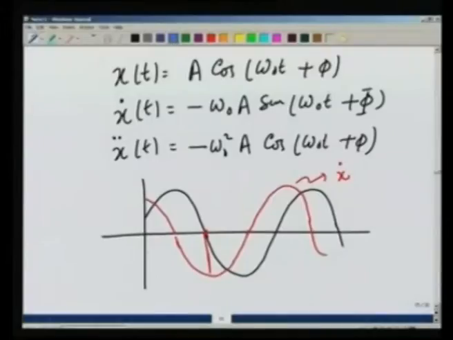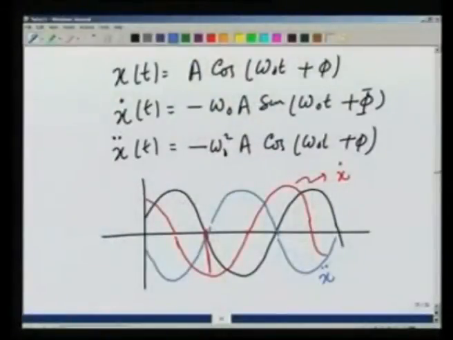The acceleration is going to be negative of the displacement times omega square. So that's going to look something like this. I have not shown the magnitudes, I have just shown how in general the velocity and the acceleration are going to look. The black one obviously is the displacement.